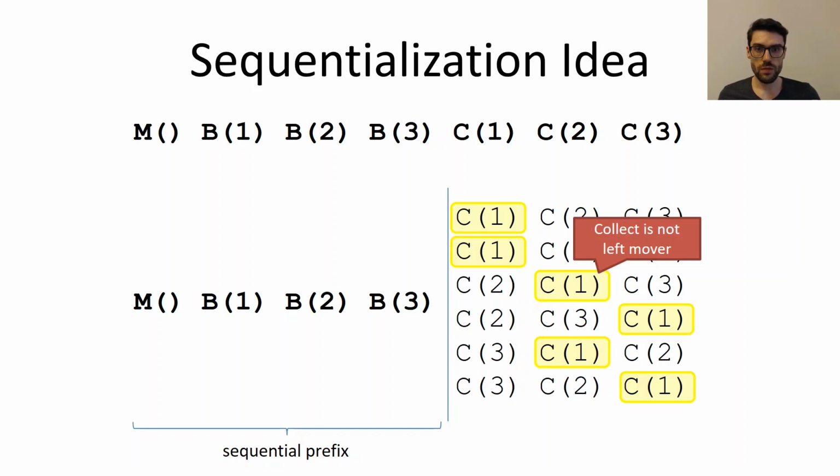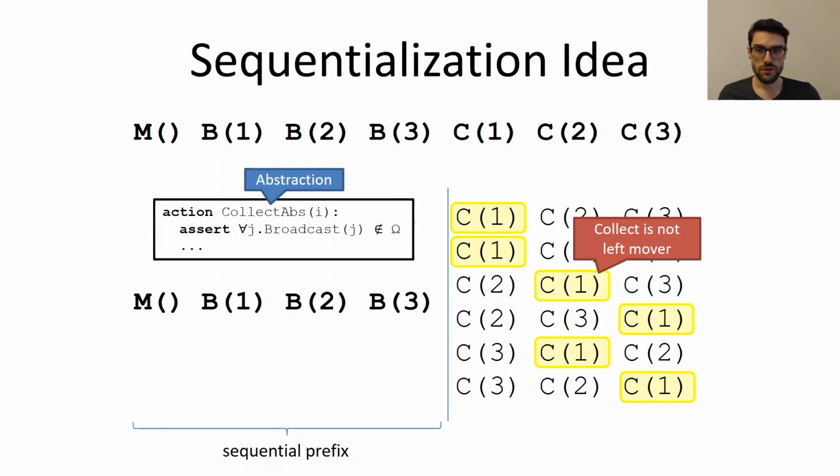To solve this problem, inductive sequentialization supports abstraction. Consider, for example, the abstraction collect abs, which asserts that when the collect operation executes, there are no other broadcast operations anymore. Here, I'm using the omega symbol to denote the set of pending threads. Now, this abstraction is of course not valid in arbitrary concurrent executions, but it is valid in our sequentialization.